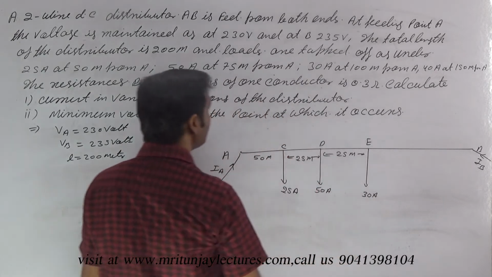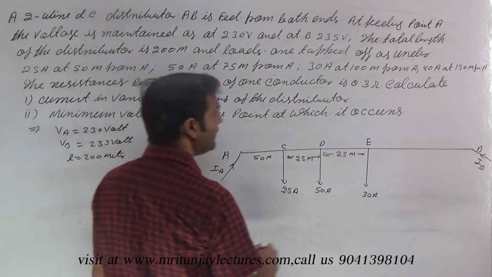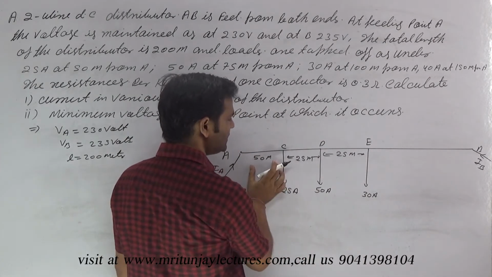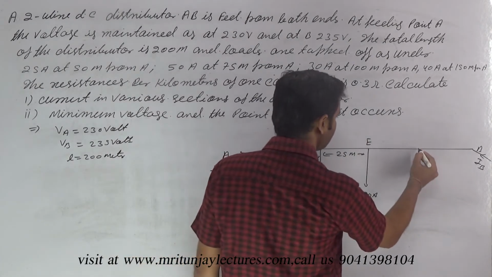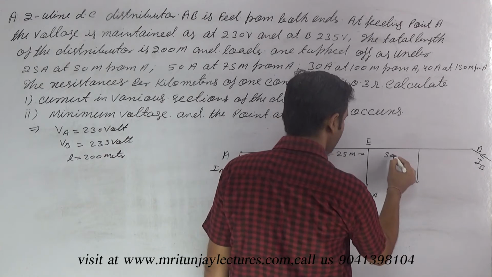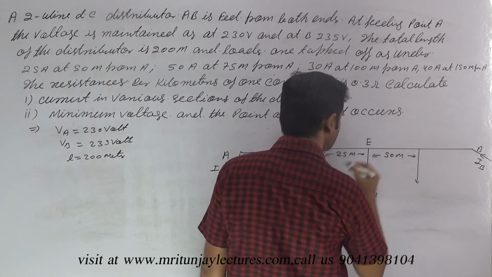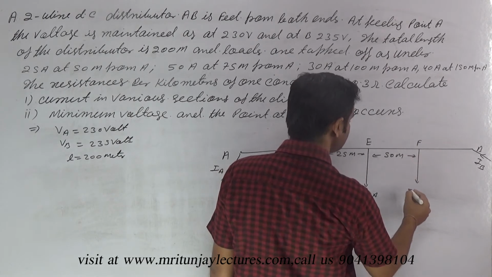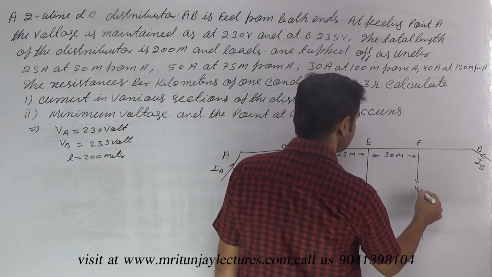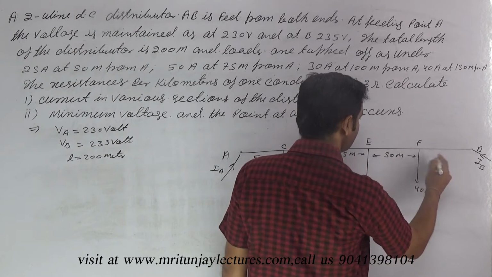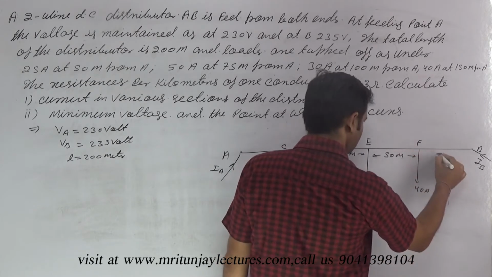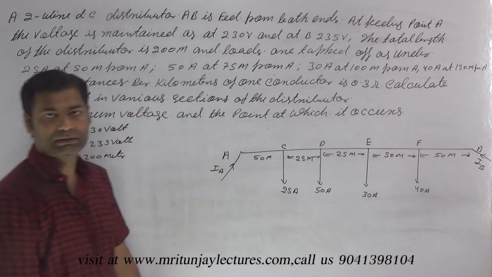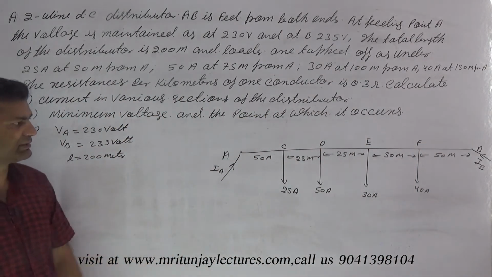Next, 40 ampere at 150 meter, which is again 50 meter from E. So D to E to F, the current is 40 ampere, and this last section is 50 meter. Clear? According to the question, make the diagram like this.